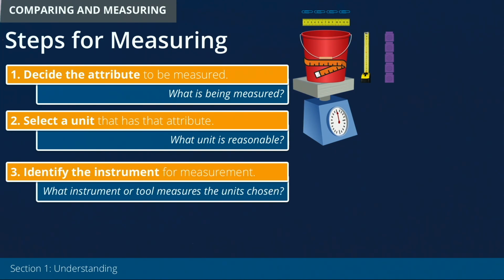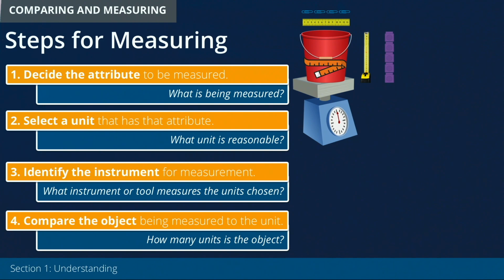Then I'm going to identify the instrument for measurement. So I should ask myself, what instrument or tool measures those units that I have selected? So maybe I'm going to use something that shows centimeters, maybe that's a ruler, maybe I'm going to use a tape measure, or maybe I'm going to use a scale. And fourth, I will compare the object being measured to the unit. So how many units is the object? The number of units required to match the object is the measure.